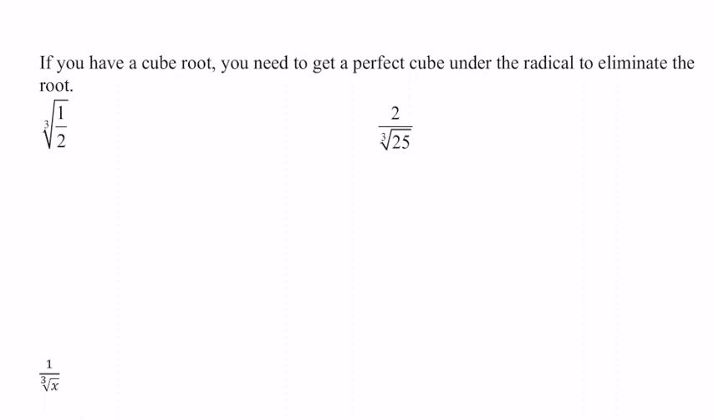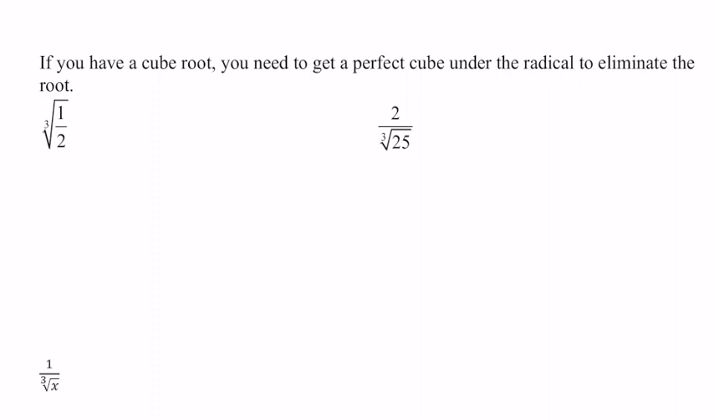When you're trying to rationalize a denominator with a cube root on the bottom, the process is a little bit different than it was with square roots. With a square root, when you multiply a square root by itself, you just end up with what was under the root. But with a cube root, that doesn't usually work that way.